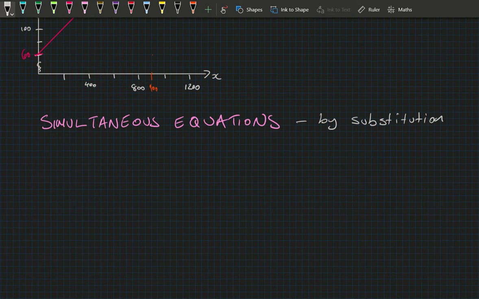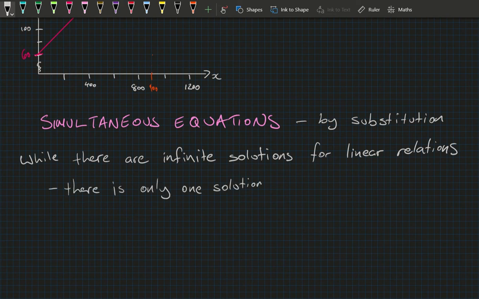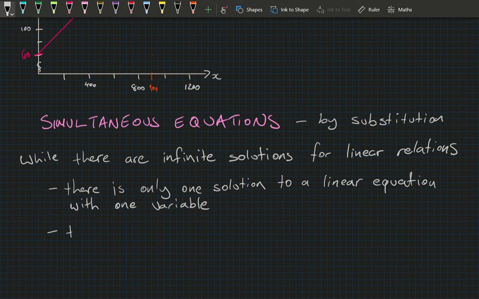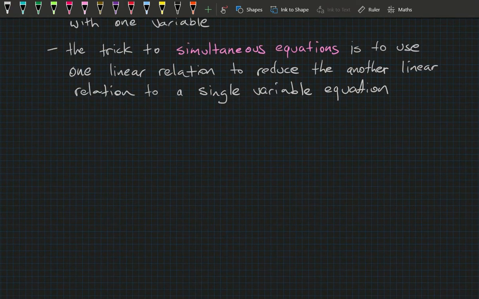We've seen that there's infinite solutions to a relationship between two or more variables, which is basically every possible pair on a line. However, we know that there's only one solution to a linear equation with one variable. So the trick to this method is using one equation to reduce the other to a single variable. So using the example we've already been working with, we begin by writing out both of these relations and numbering them. And we'll call Bob's 1 and Neil's 2.